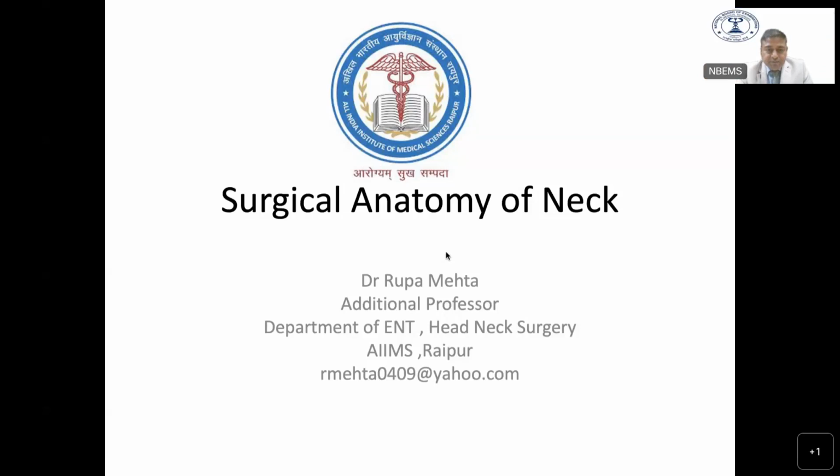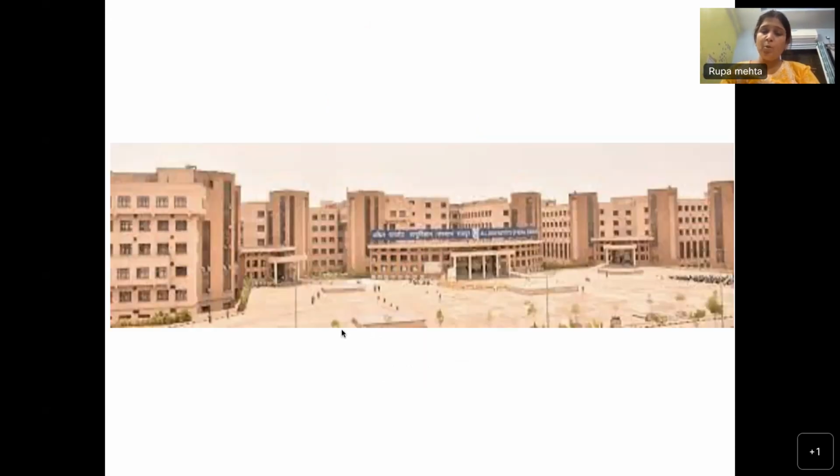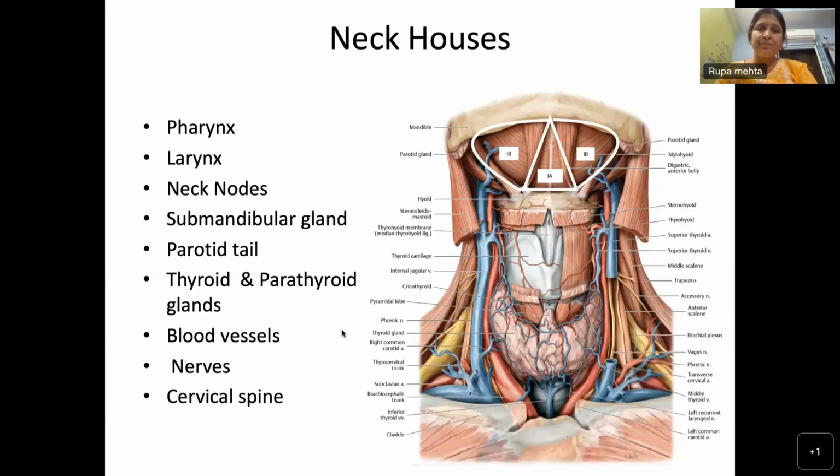Good evening, sir. Good evening to all trainees. So today we'll be covering a very interesting and a very vast topic, actually, surgical anatomy of neck. All of us see neck surgeries day in and day out. So warm greetings from AIIMS Raipur.